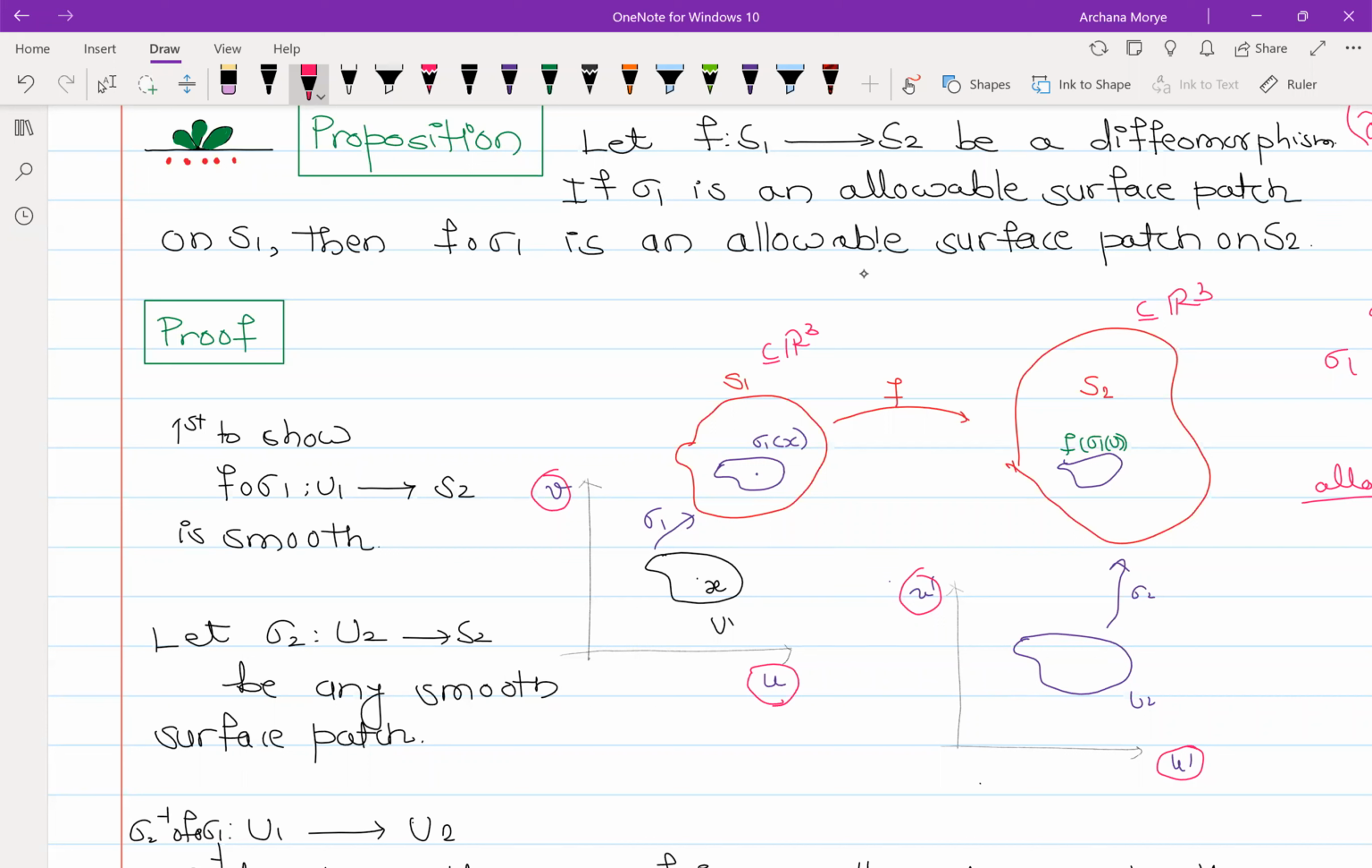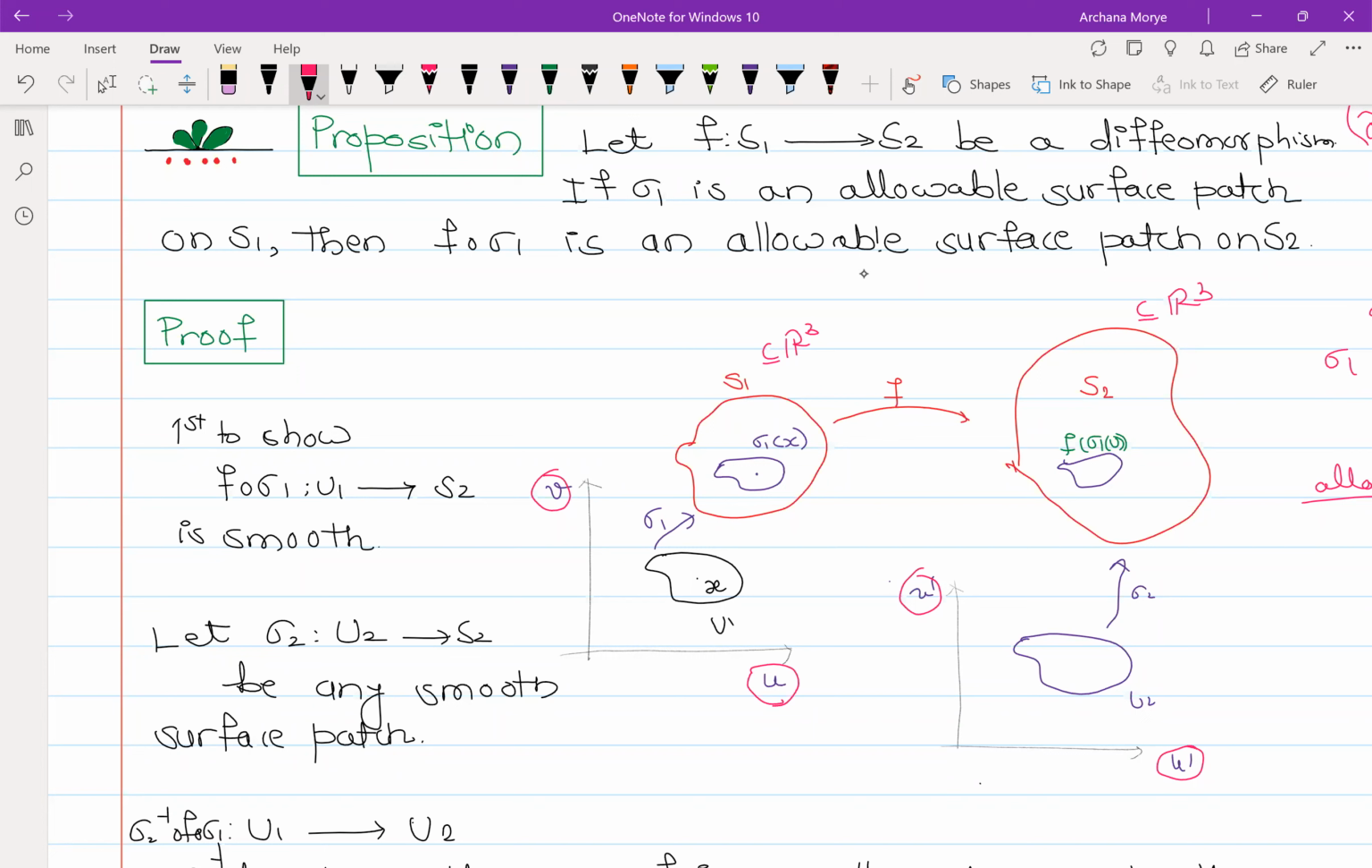See, what I'm saying is S1 is sitting inside R3, S2 is sitting inside R3. So it looks like the F function is a map from R3 to R3. And whenever you have such a thing, your Jacobian matrix for F is 3 cross 3 in general, right? Yes, ma'am. But our surfaces, they are 2-dimensional.